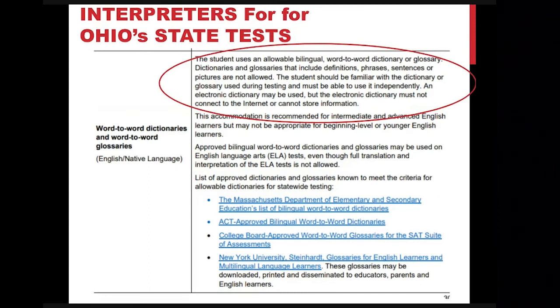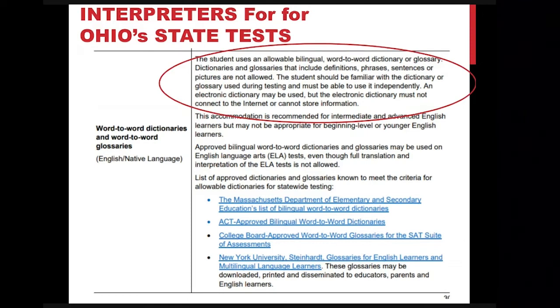The students are permitted extra time and a dictionary, but it must be a word-to-word dictionary. No definitions, phrases, sentences, pictures, or graphics are permitted. You, as the oral translator, may also use a paper dictionary if needed for some technical terms. For test security reasons, you may not use your cell phones for translation assistance.